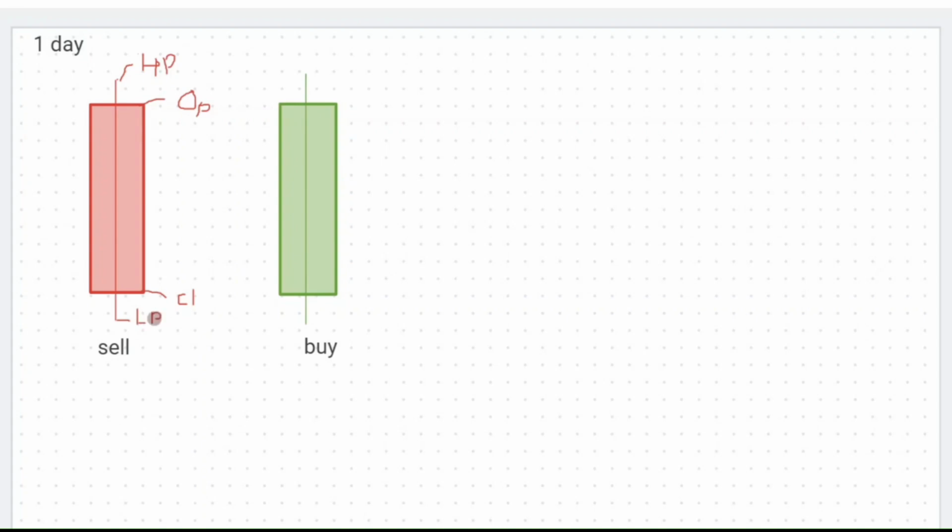Now we come to the green candle. Here also, of course, this is the highest price. Okay, this is the closing, this is the opening and this is the lowest price. If you are not able to understand right now, then rest assured, I will tell you.